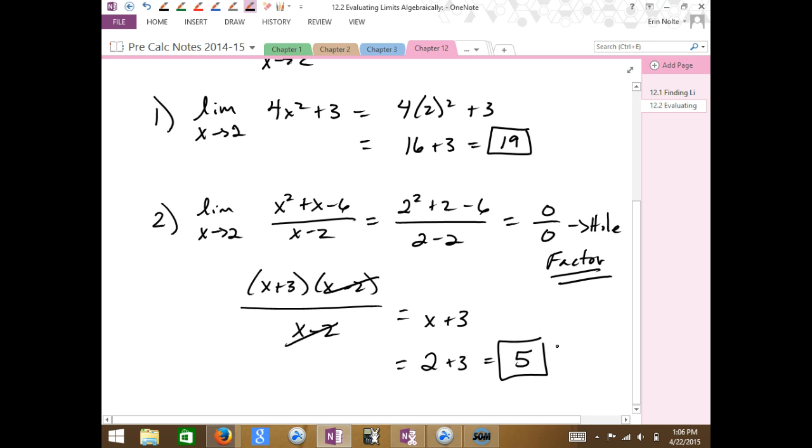You would be able to see that graphically if you plugged it into the calculator. It looks like it's going to 5. You factor all of it if you can, so if you can factor the bottom, you factor that too. Does that mean the hole's at 5? The hole is at x equals 2 with a y value of 5. Yes, it would be at 2, 5.